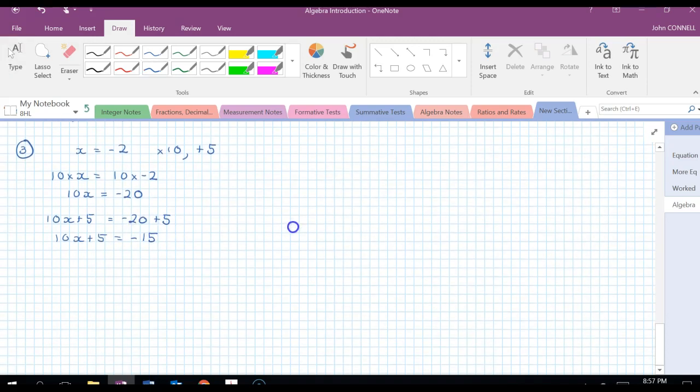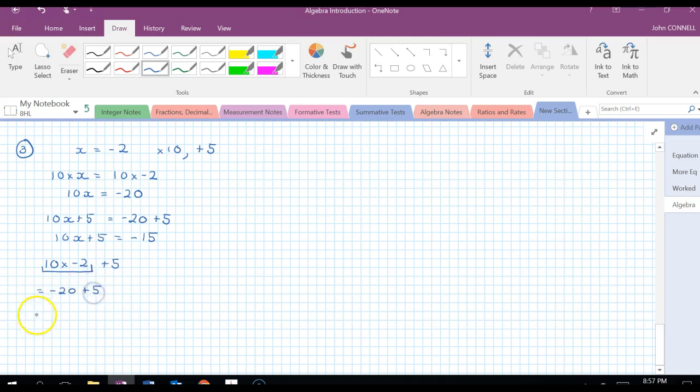Now, is that true? Well, we were saying that this is when x is minus 2. So 10 times minus 2 add 5. Do my multiplication first. So this is minus 20 add 5, which gives me minus 15.